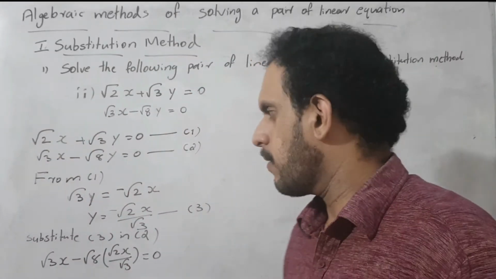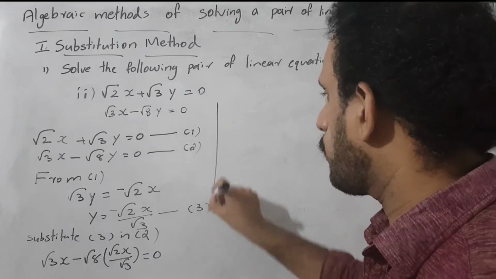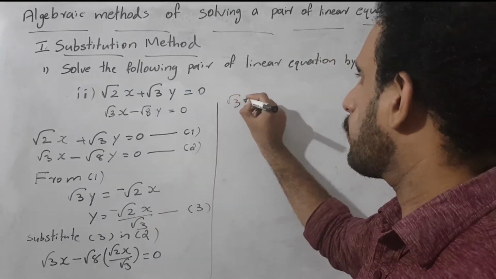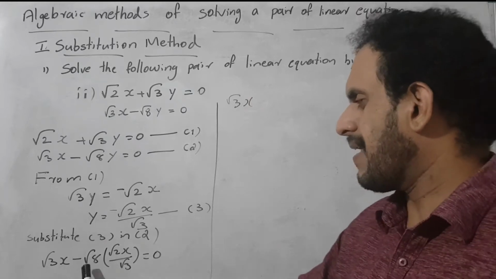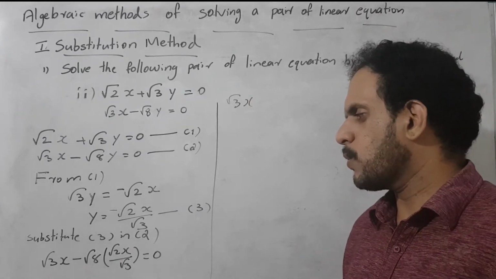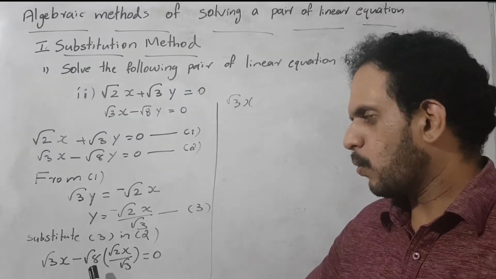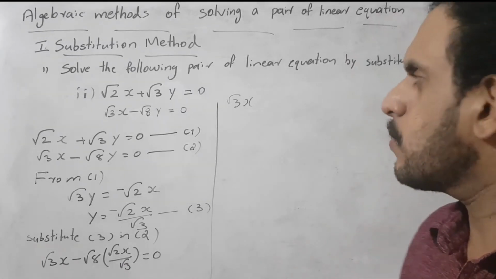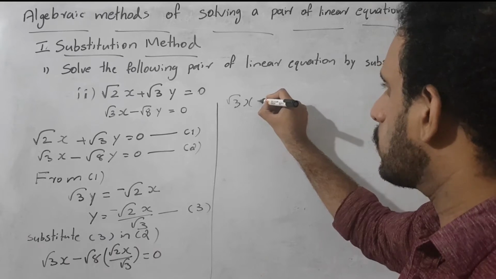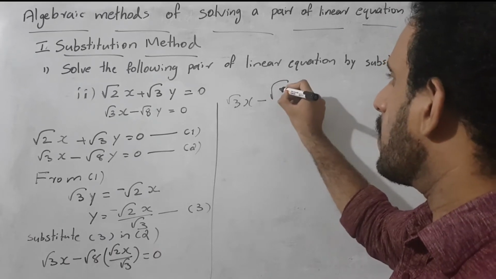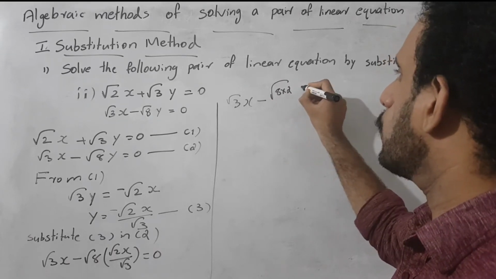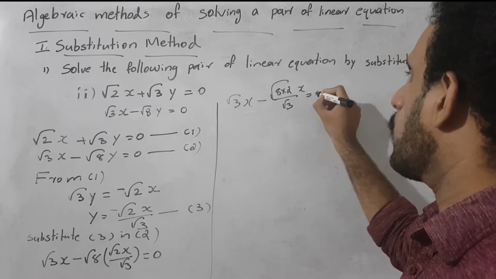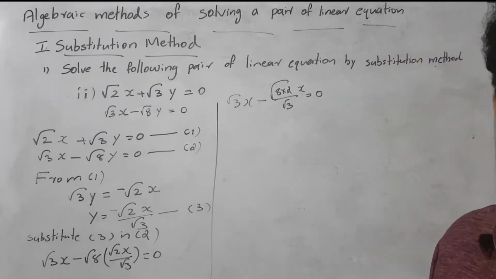Then what is next? Root 3x minus root 8 into root 2x. Then how will it be multiplied? Root a into root b is equal to root of a into b. Then minus root of 8 into 2 into x by root 3 is equal to 0.